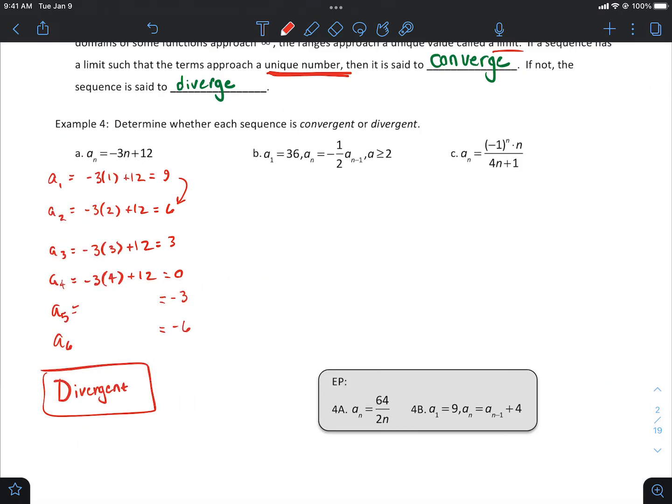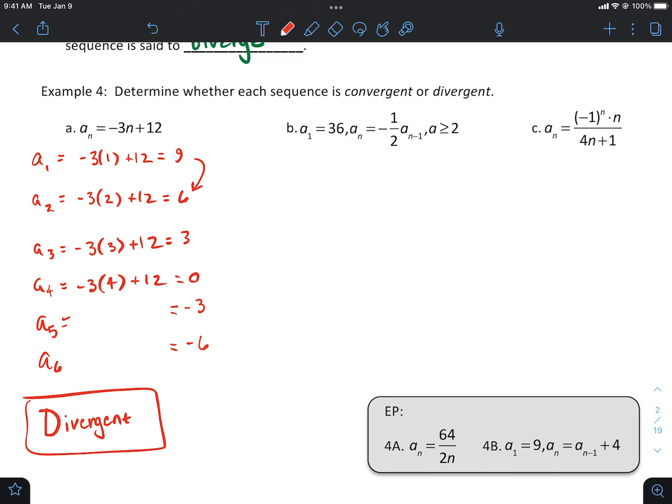Or I said series, I meant sequence there. Series we'll talk about here in a second. So that's that there. That one's pretty straightforward. Just does it level off or not?